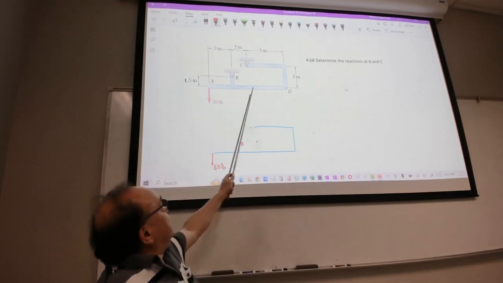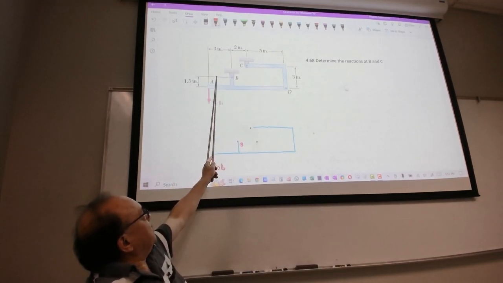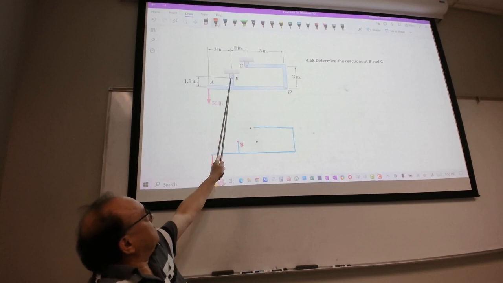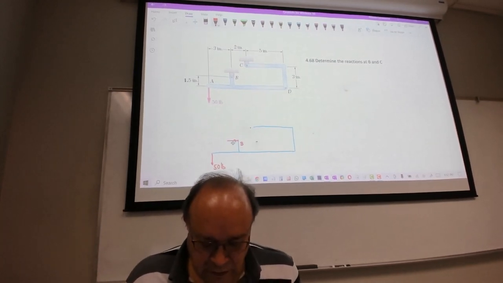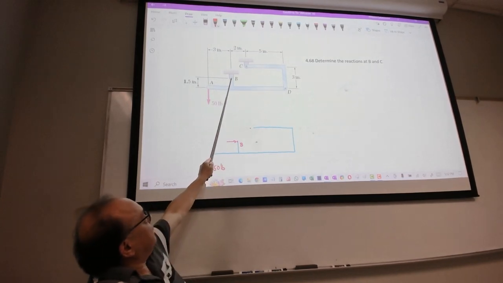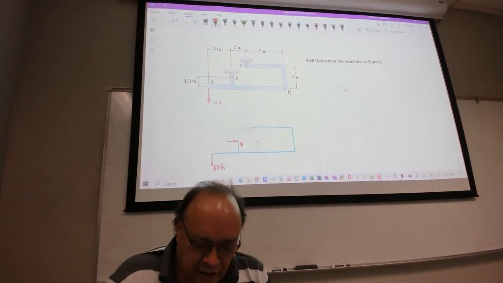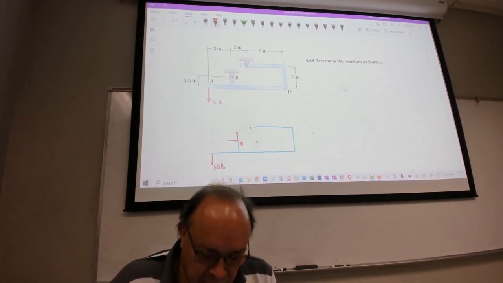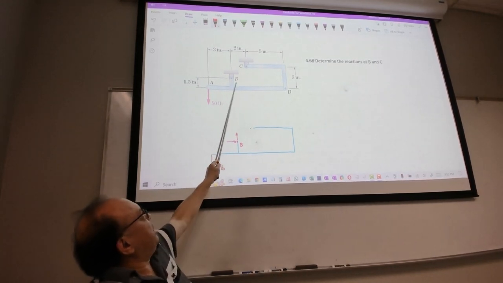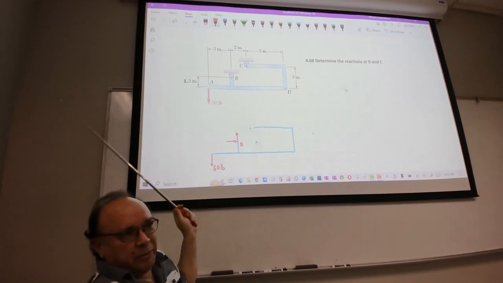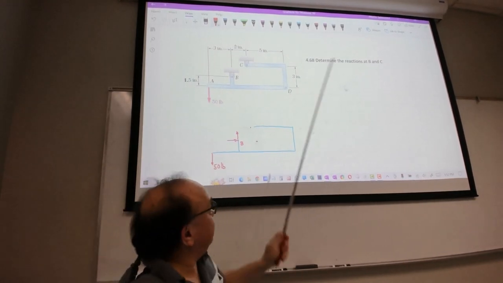What kind of support is this one? Can this move horizontally? No. No, so there should be a horizontal force here. Can this move vertically? No. No, there must be a vertical force here. Can this rotate? Yes. It's a pin, so it can rotate freely, so there is no moment. Okay, easy. And same thing for the other one, right?